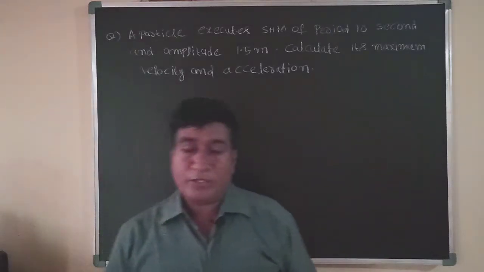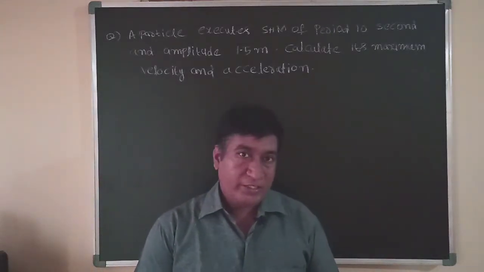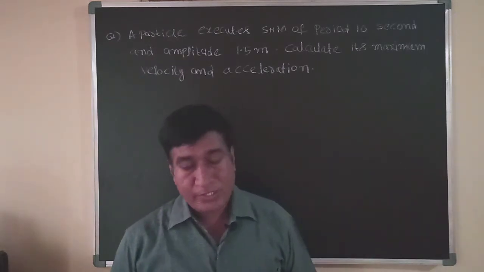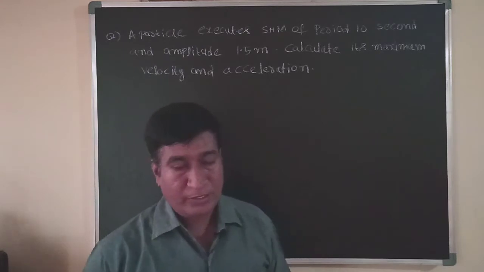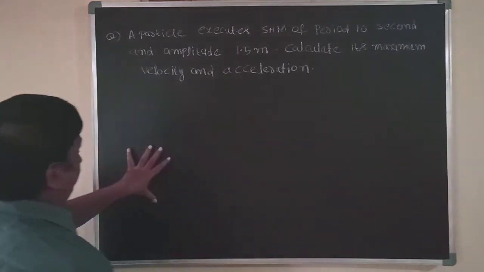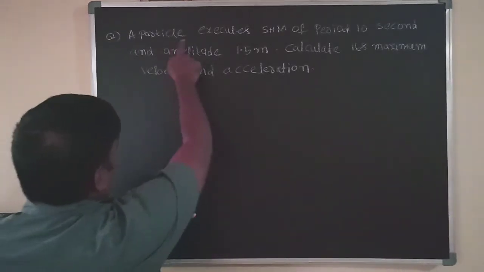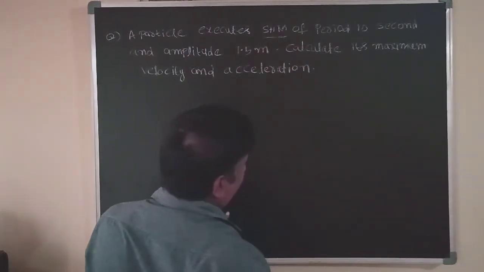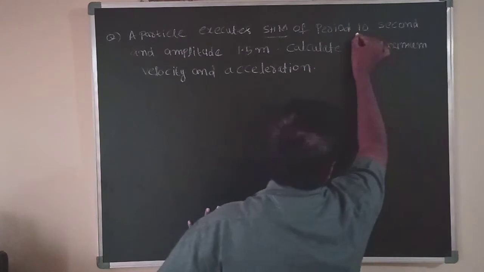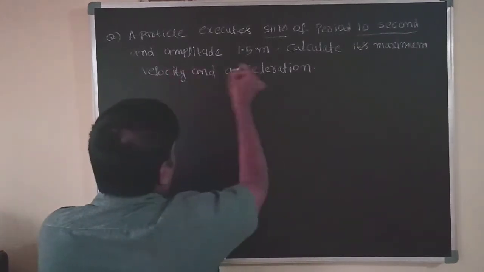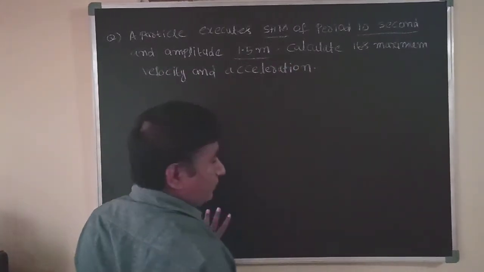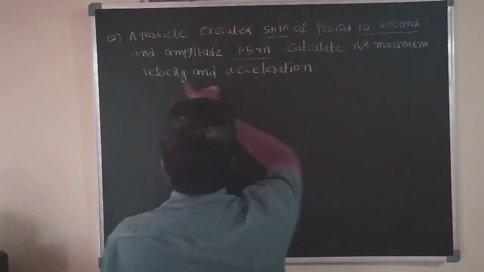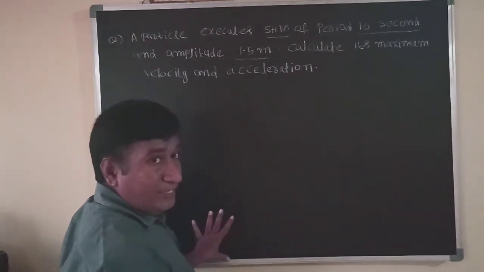Okay students, in the previous class we discussed the theory part of the oscillations chapter. In this class we are going to discuss the numericals. The first question: a particle executes SHM, simple harmonic motion, of period 10 seconds and amplitude 1.5 meters. Calculate its maximum velocity and acceleration.